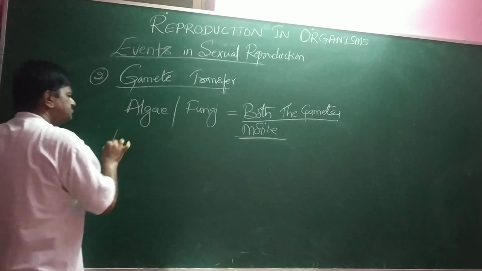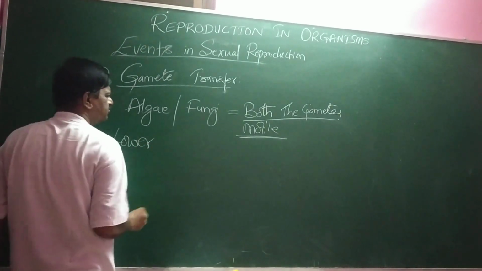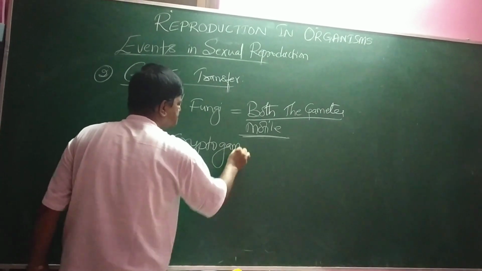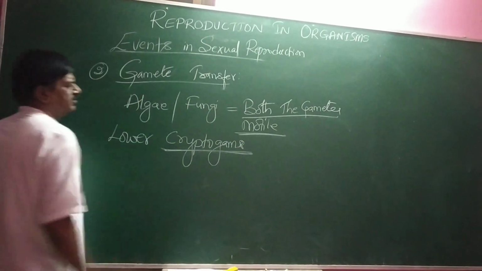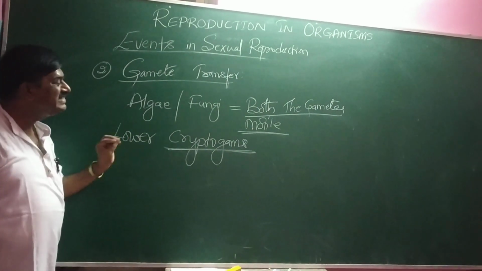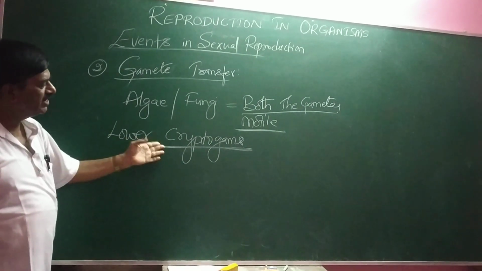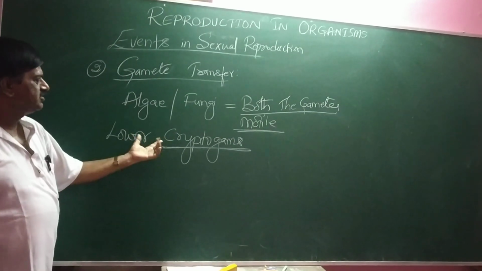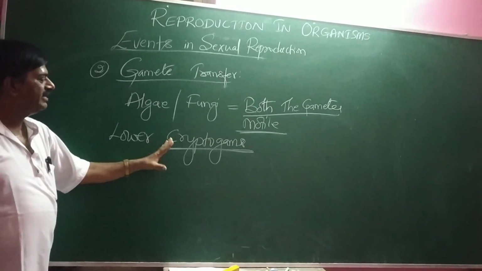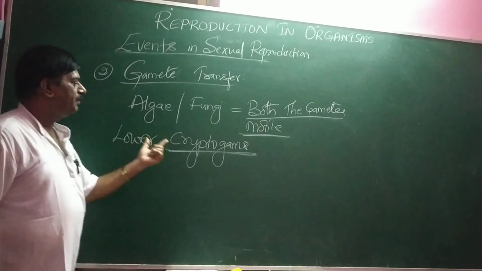Next, in some of the lower cryptogams, the meaning of cryptogams is that they are called non-seeded plants. We blindly use the word non-flowering plants, and they do not have seeds. They are called lower plants.